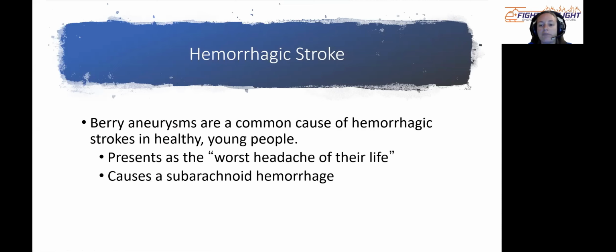Hemorrhagic strokes can also happen in healthy young people. When that happens, we call it a berry aneurysm. It's just an aneurysm. It's just a weakness in the blood vessel in the brain. It's just something that is congenital, just happens, and it ruptures open. Usually they'll tell you they have the worst headache of their life. It's an extremely bad headache, and it's bleeding in the actual tissues of the brain.